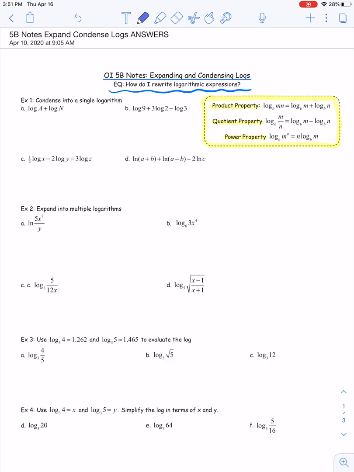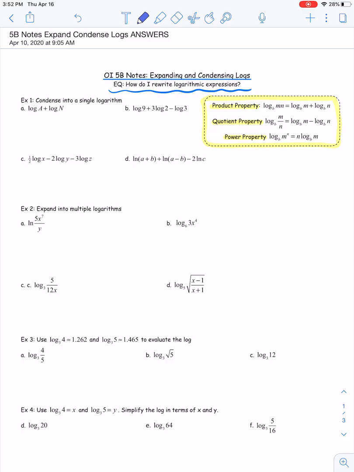Hello. So we are continuing to talk about our logarithms, expanding and condensing. So we learned how to rewrite those logarithmic expressions into exponential expressions and vice versa. Now we're going to talk about how to condense them and how to expand them, and that's going to come with some properties, like I mentioned in the previous video for 5a.